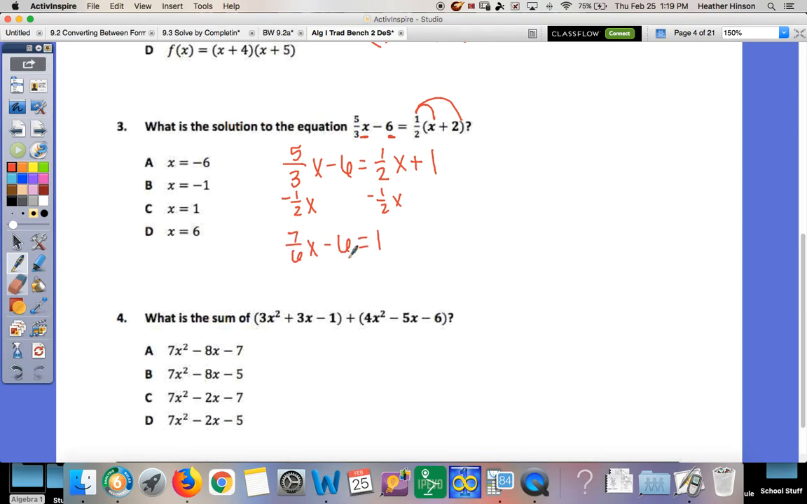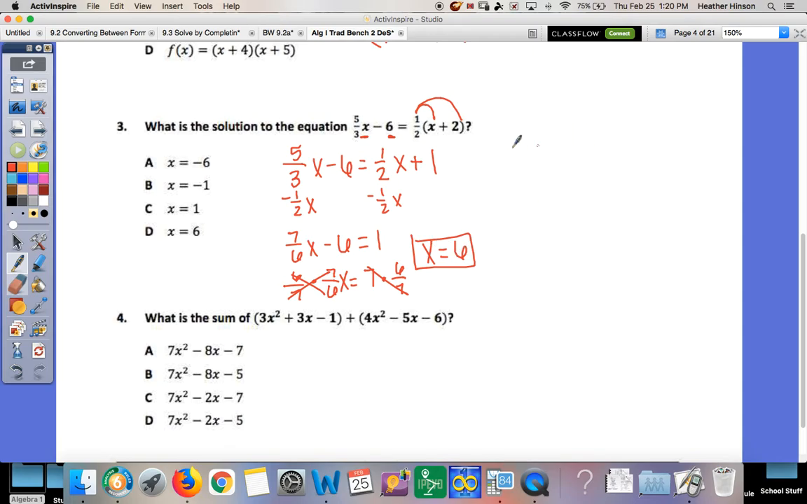Then you can add your 6 over. So 1 plus 6 is 7. Then you can either divide out your fraction or multiply by the reciprocal, which would just give you 6.